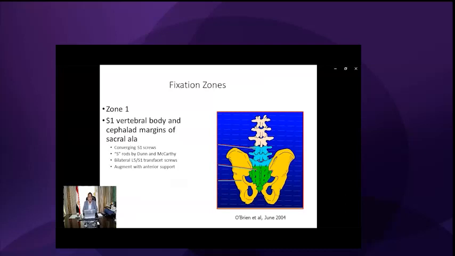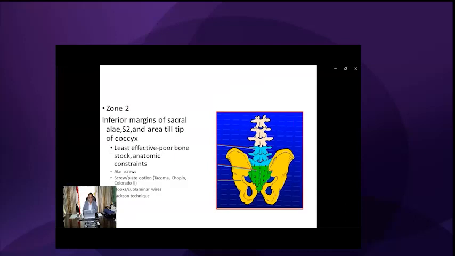The second concept is the fixation zones. The yellow and the blue areas, zone 1 and zone 3, are the good areas for fixation. But beginning from S2 till the end of the coccyx, this is zone 2, which is not giving enough fixation.